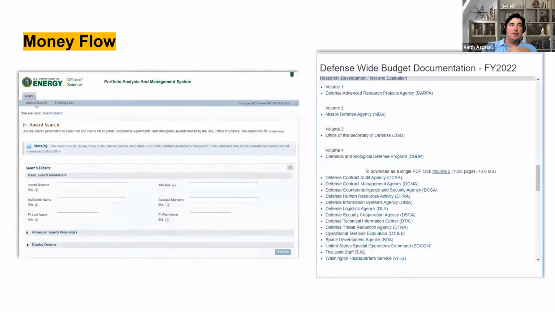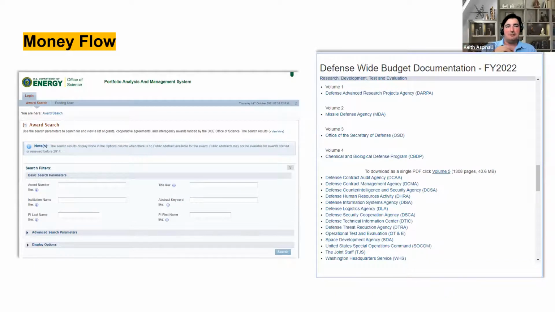And the last one is the money flow. This is just understanding how they're actually allocating money. This could be looking at past awards and using the past award databases that are available on various funding agency sites. Philanthropic foundations will also have histories of past awards. You can also look at budget documentation.